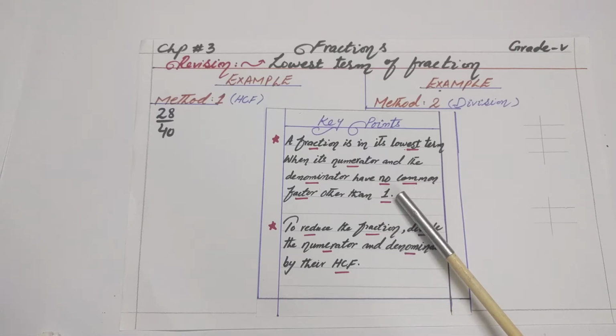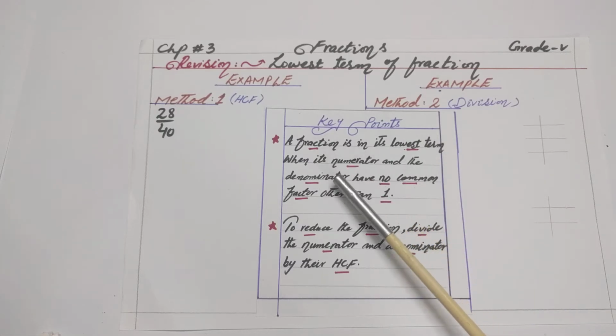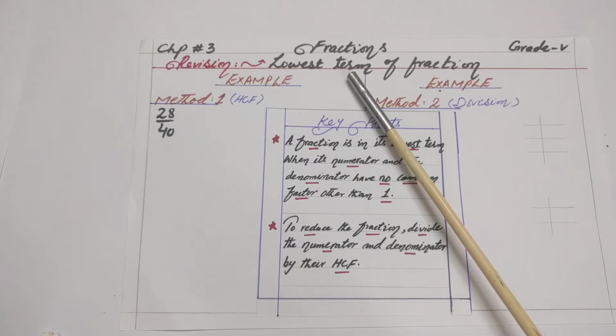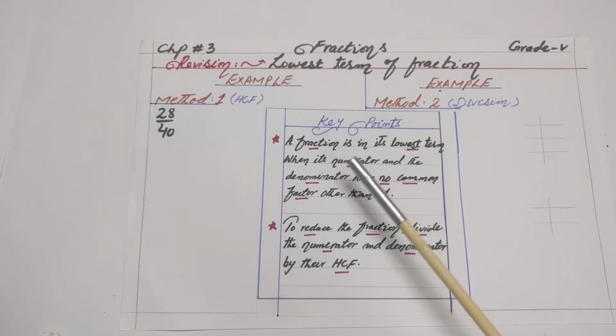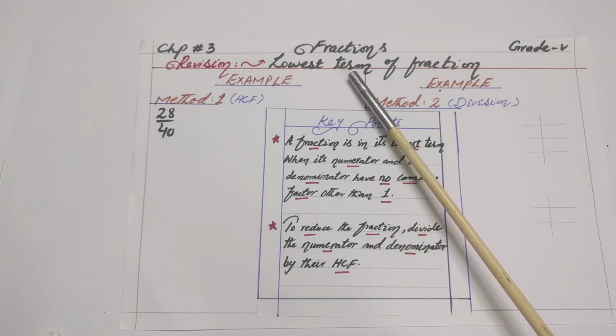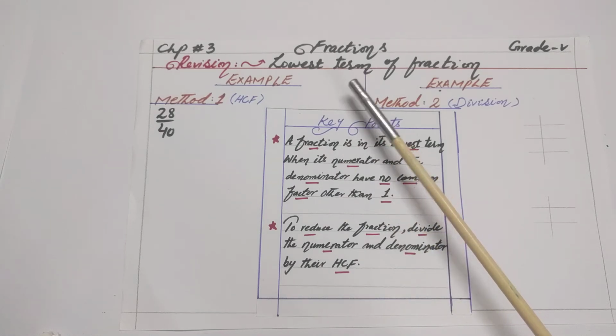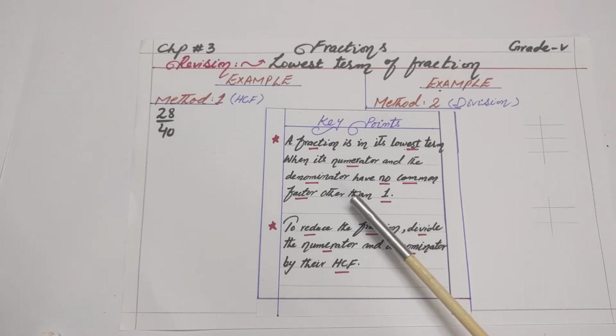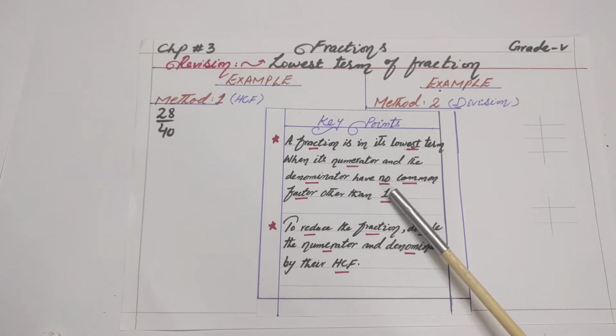Means when 1 is the only factor common to the numerator and denominator, then that fraction will be in the lowest term. If the numerator and denominator have any factor other than 1, then that will not be the lowest term of the fraction. What is the lowest form of the fraction? When numerator and denominator have only one common factor, that is only 1.